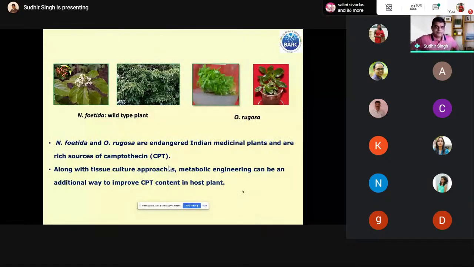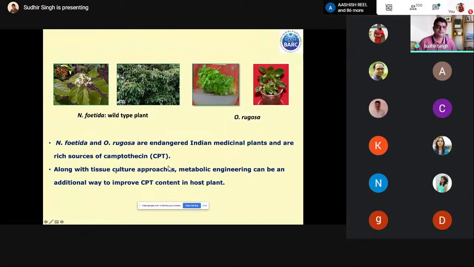So at our lab, we are working on two plants. Nothapodytes foetida, which is a tree species, as I indicated, grows to a maturity height in 13 to 14 years. And the second one is Ophiorrhiza. Several species of Ophiorrhiza are present, and what we work on, one species is rugosa and another is mungos. So these two species we are working on in our lab.